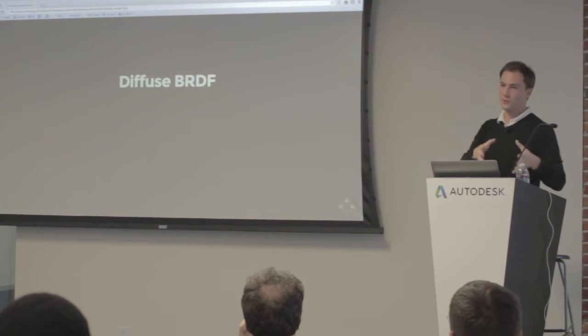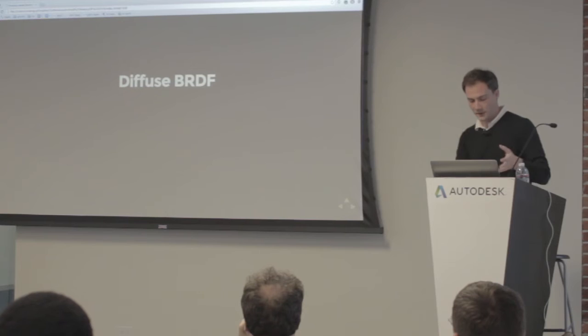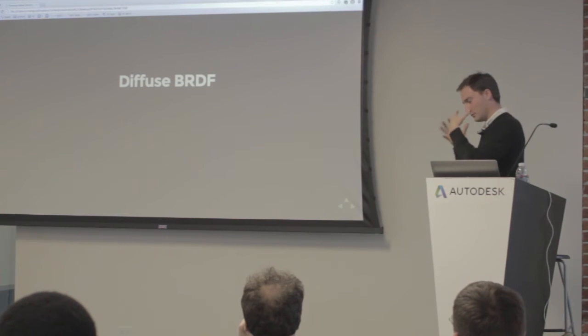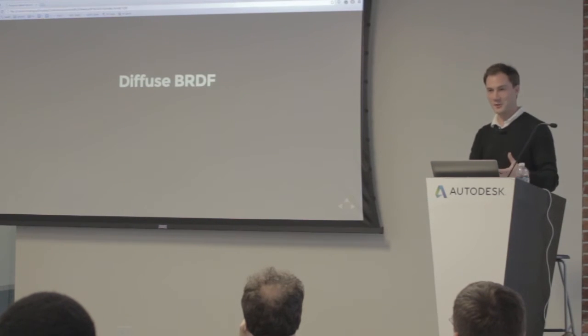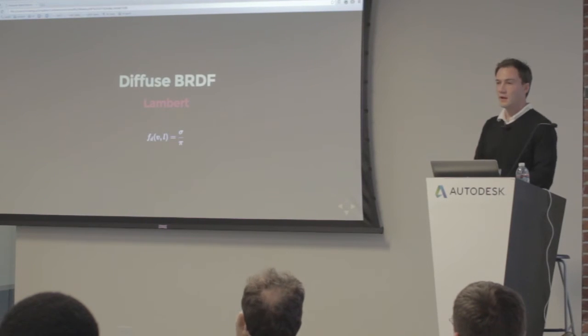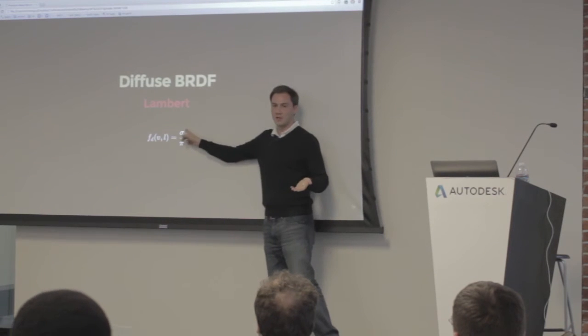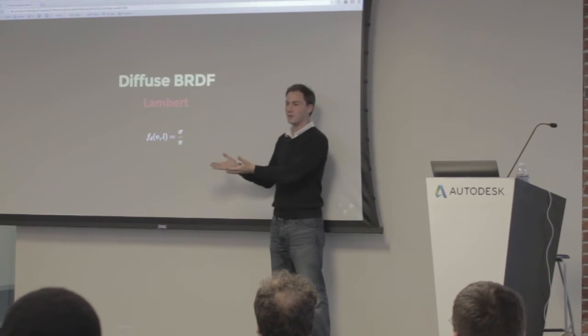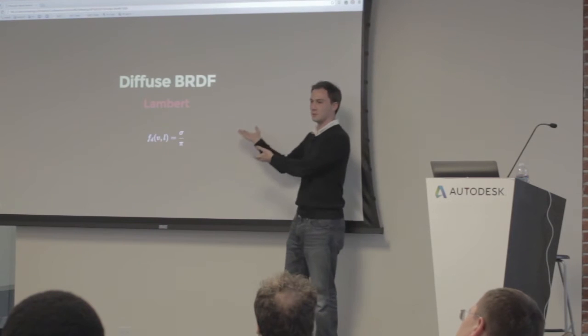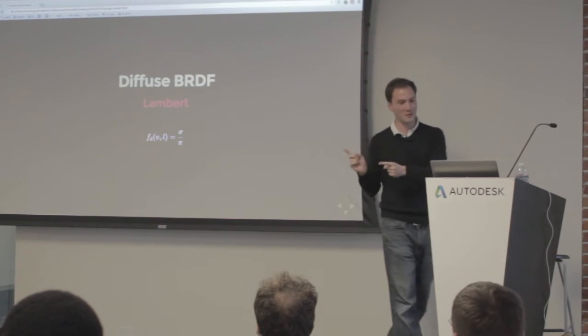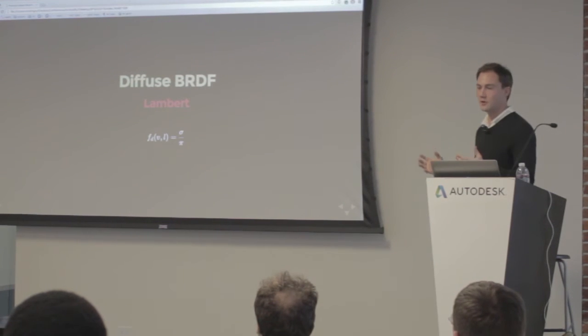The other one is harder. So the first one, the diffuse component: there was a very smart guy called Lambert who took these equations and said, I'm going to make it super simple. And that's what he came up with. Sigma divided by pi, where sigma is the color of the object. All you do is take the color of the object, divide it by pi, and ta-da, you have the BRDF for the diffuse component. That one is super easy, and it's been in use for a long time.